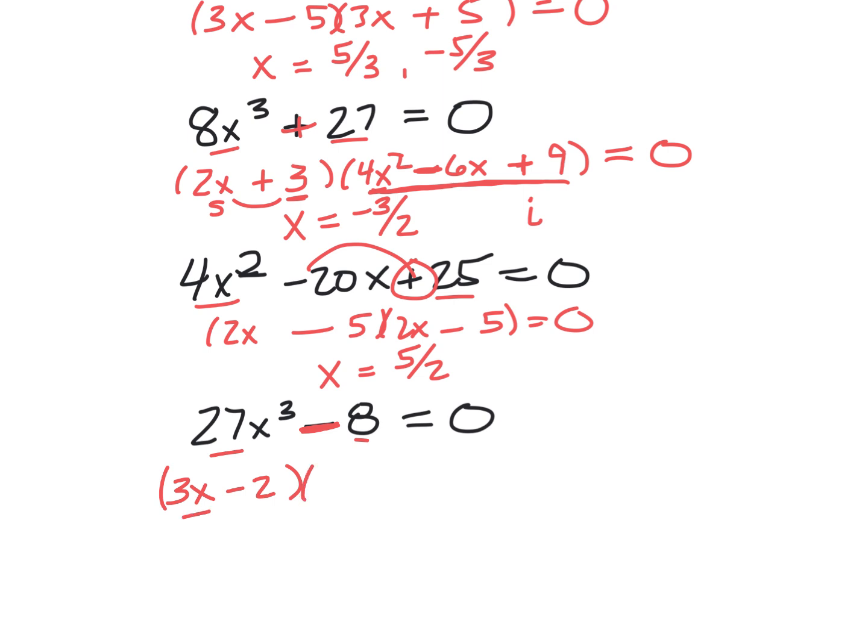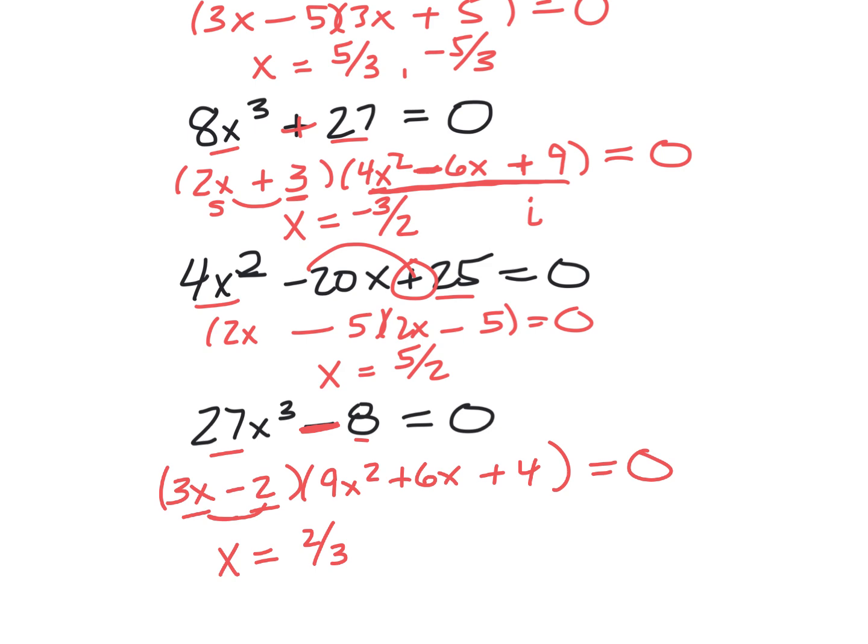And then you square this term, which gives you the 9x squared. You multiply the two together, which gives you 6x, and that needs to be positive, opposite that sign. And then your last term, you square the negative 2, and you get positive 4. If we were going to solve, my one solution would be a positive 2/3.